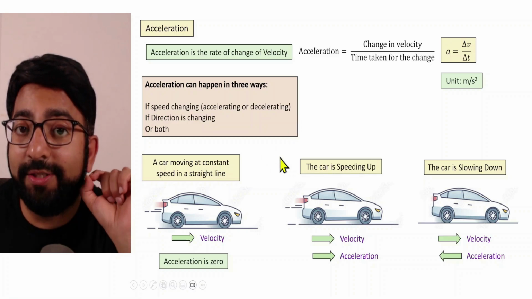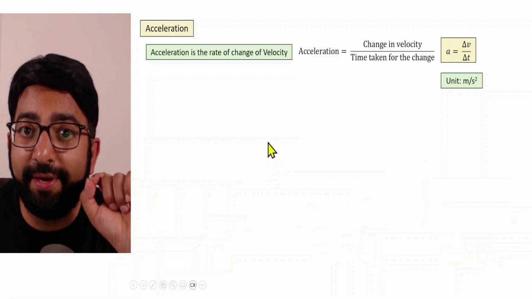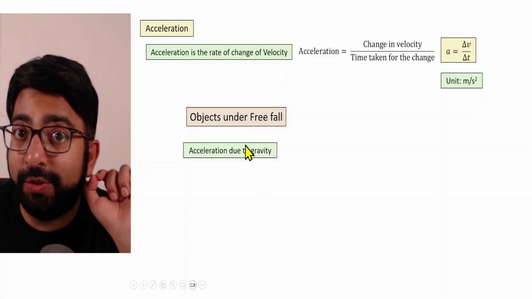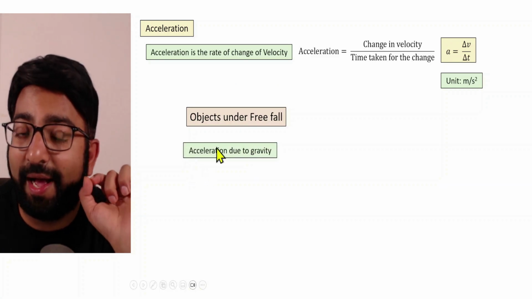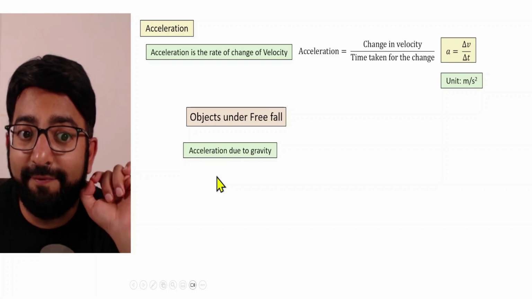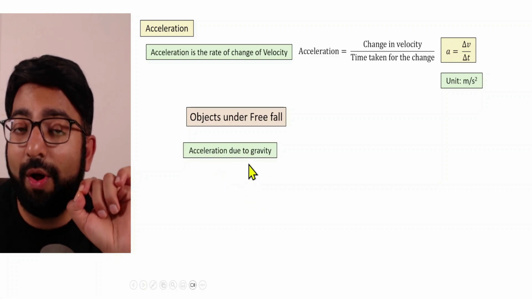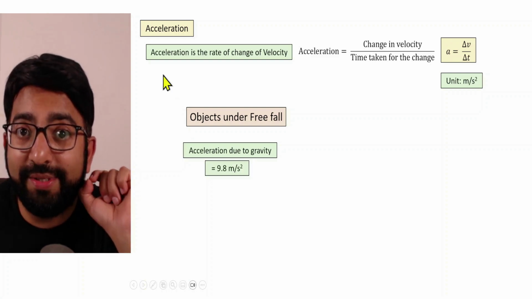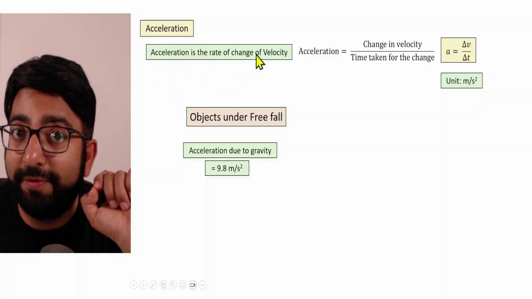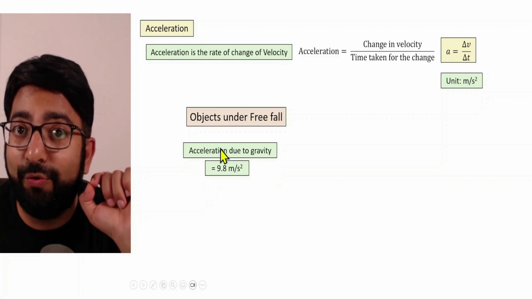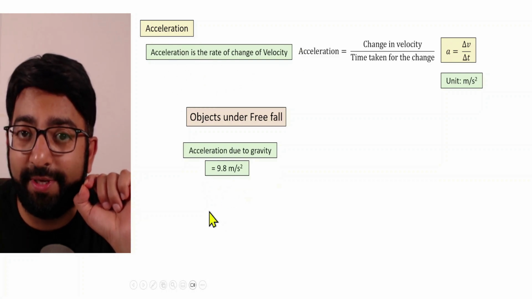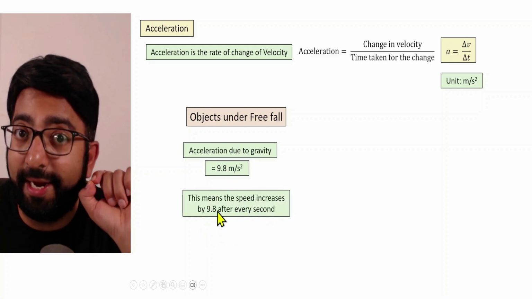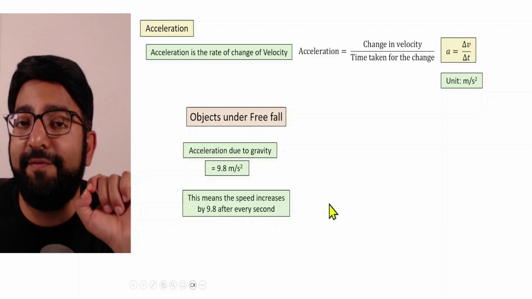Now, let us understand a specific example of acceleration, which is objects under free fall. So, now we are going to consider a special case of acceleration, which is acceleration due to gravity. And the value for this acceleration, if you recall from previous classes, is 9.8 meters per second square. Now, since acceleration is the rate of change of velocity, what does this value even mean? 9.8 meters per second square. This means the speed is increasing by 9.8 meters per second after every second.